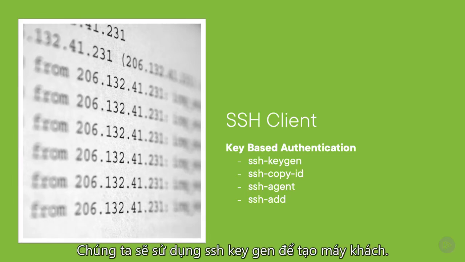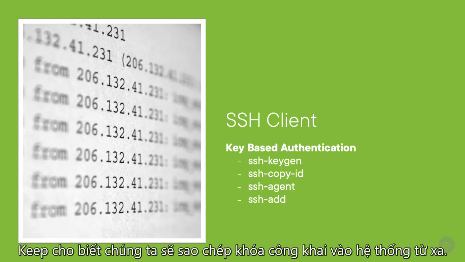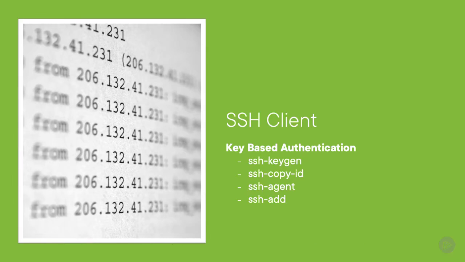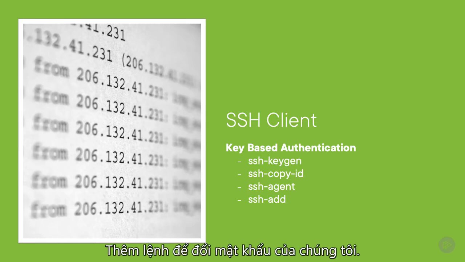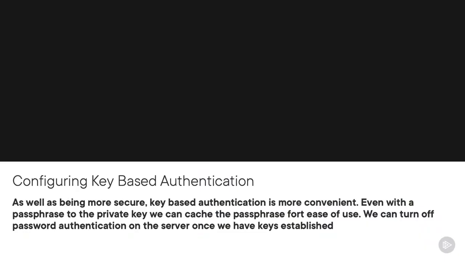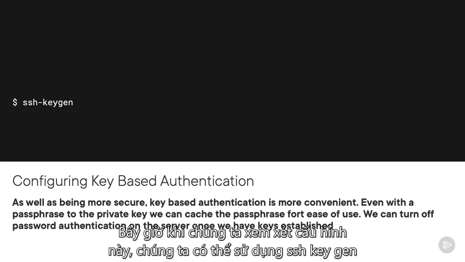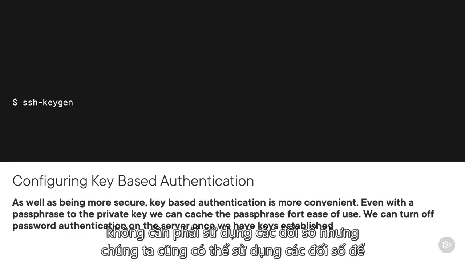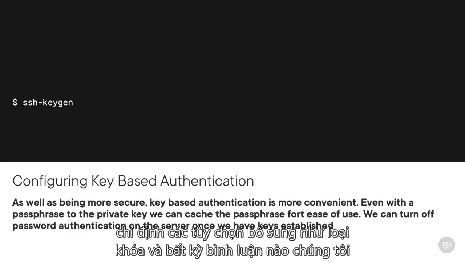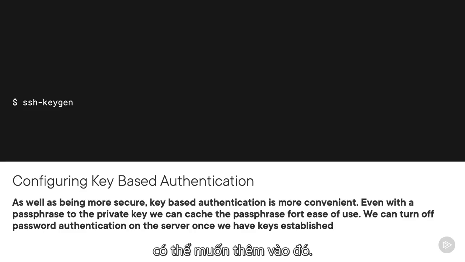We're going to be using ssh-keygen to create client key pairs. We're going to be copying the public key to the remote system. And then we can use the SSH agent and the ssh-add command to cache our passphrases. Now, when we look at configuring this, we can use ssh-keygen. We don't have to use arguments, but we can also use arguments to specify extra options, such as the type of key and any comment we might want to add to it.